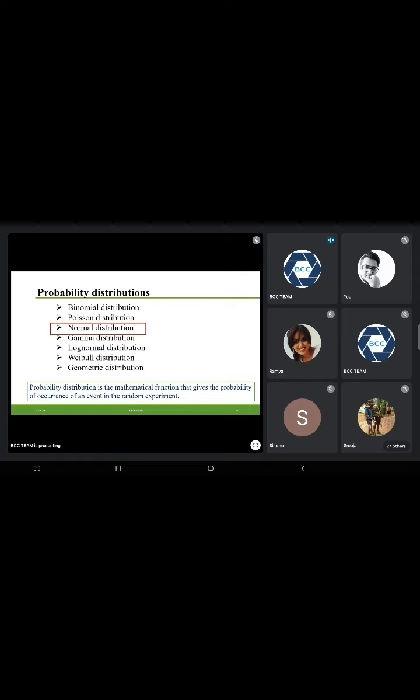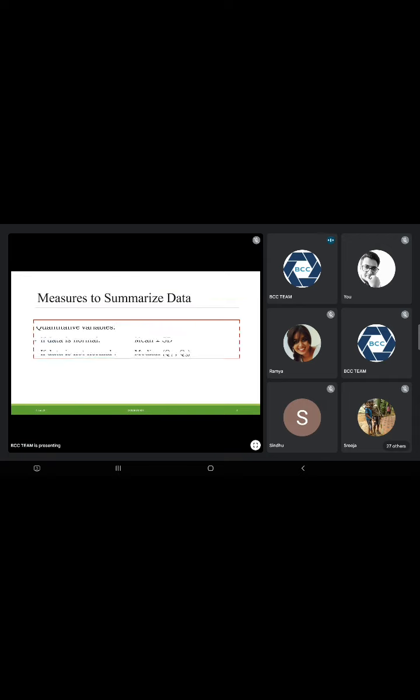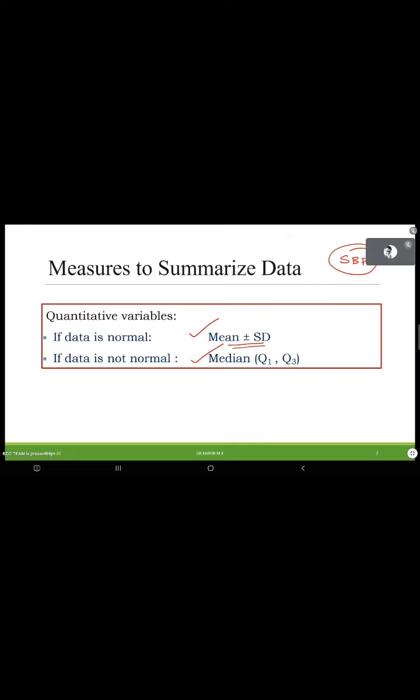So whenever you have a quantitative variable in hand, you should check the normality. If the data follows normal distribution, then only you can summarize it in terms of mean and standard deviation. Otherwise, you should summarize it in terms of median and interquartile range. So what I want to convey is very important. For example, you have the variable SBP. You can summarize it in terms of mean and SD if your data follows normal distribution. Otherwise, you should summarize the same variable in terms of median and interquartile range.